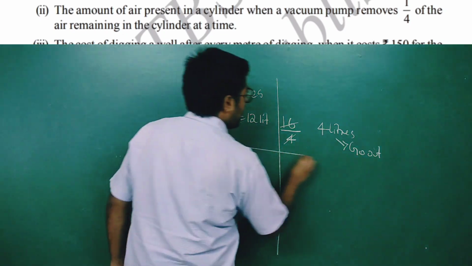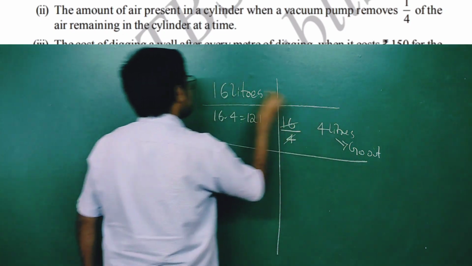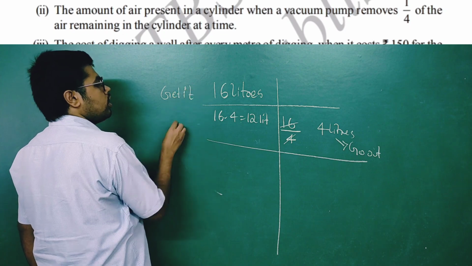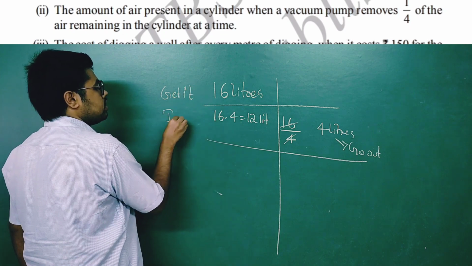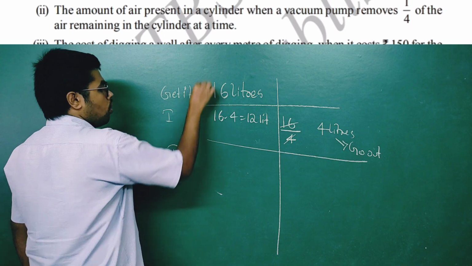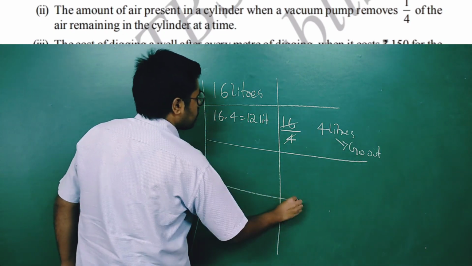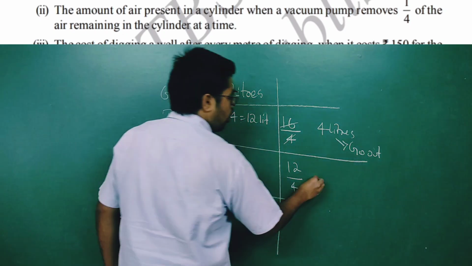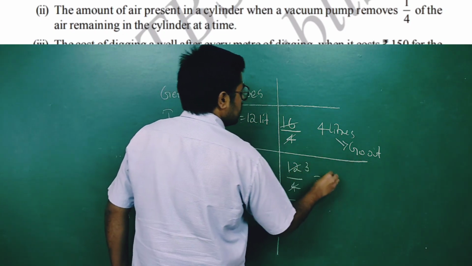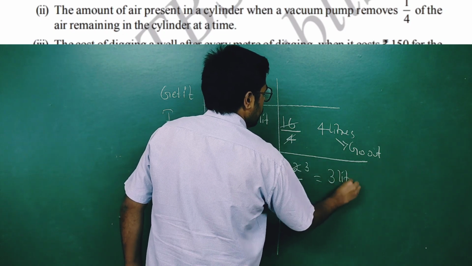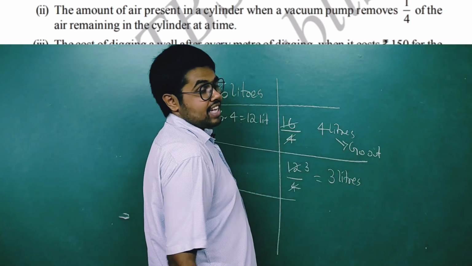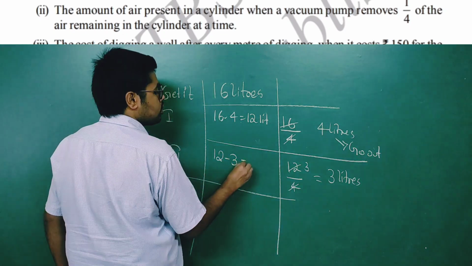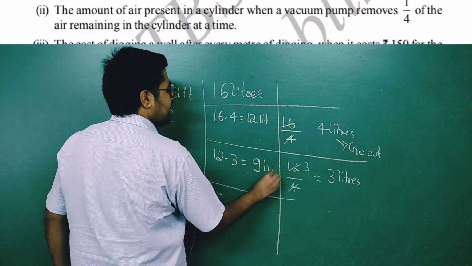Next, for the second time, what will happen? You are left with 12 liters, so 12 by 4, it removes 1/4. 12 by 4 is 3, so 3 liters of gas is gone out of the cylinder. How much do we have left? 12 was there, 3 is removed, so the remaining is 9 liters.